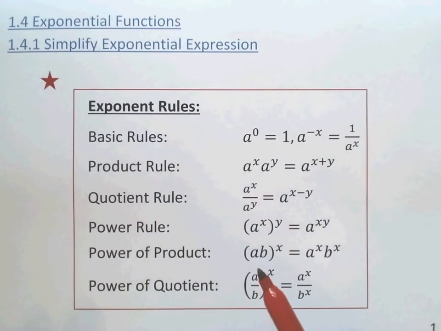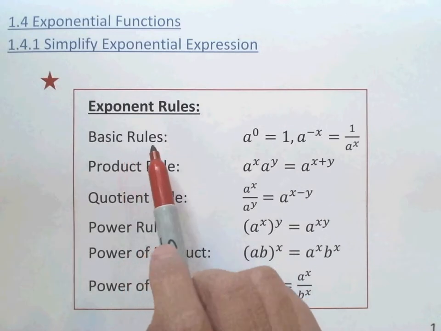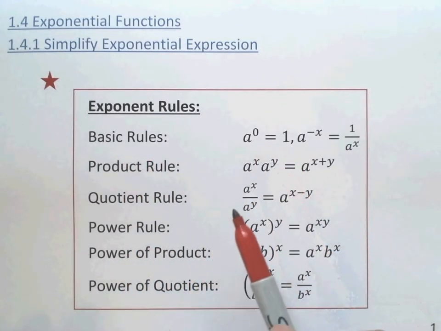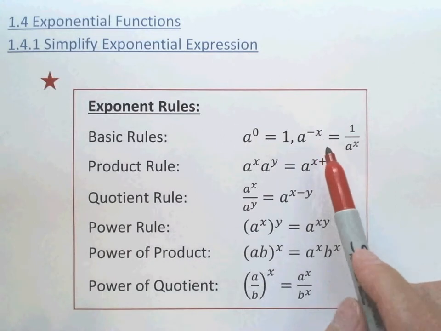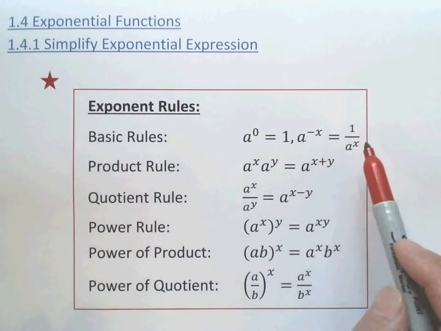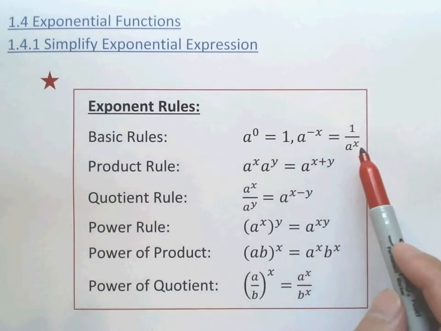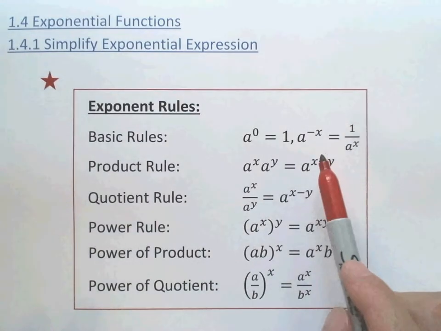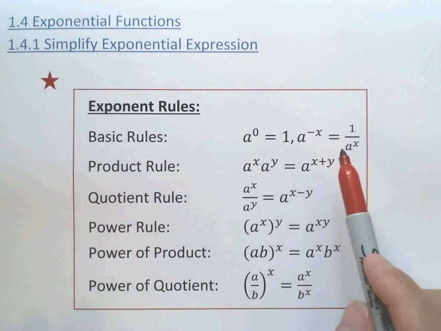Let's go over them together. The very basic rule is a raised to the 0 power is always 1, right? And a raised to the negative power is the reciprocal: a raised to the negative x goes down to the bottom. This we call the negative exponent, the definition of negative exponent.